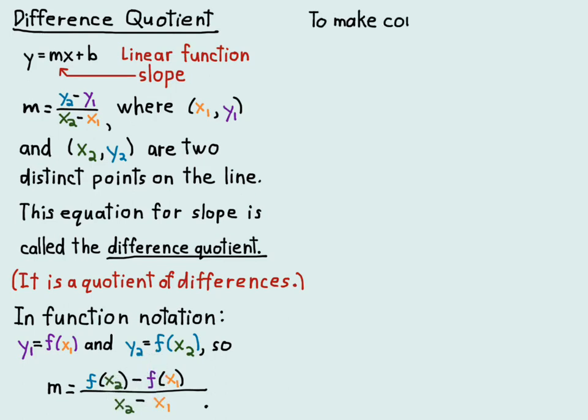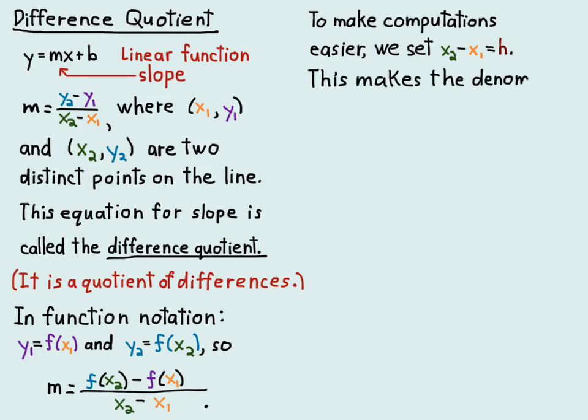Okay, so let me write that out. This is to make computations easier. Set x2 minus x1 equal to h. Now this makes the denominator a single term, h. But it also adds an extra letter. So we had x2, x1, and now we have h. So now we have 3 letters instead of just 2. We don't like that, so we want to get rid of either the x1 or the x2.